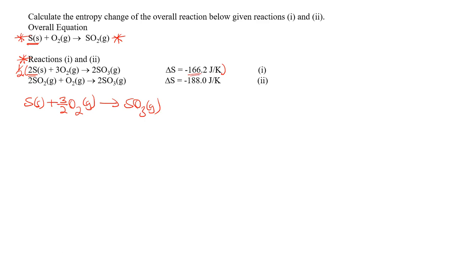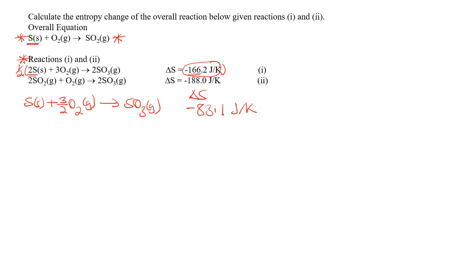Now, if you are multiplying by half, you are also multiplying the entropy change by half. So let me just look at the numbers. The change in entropy, you have to divide this one by 2, or multiply it by half. So the change in entropy will be minus 83.1 joules per Kelvin. So you are done with equation 1.